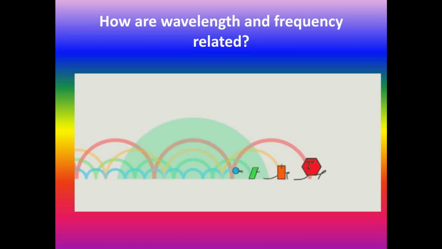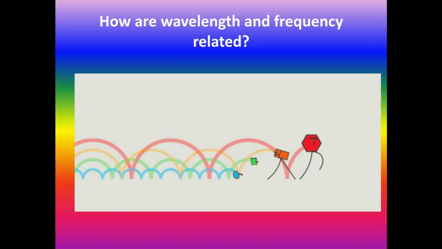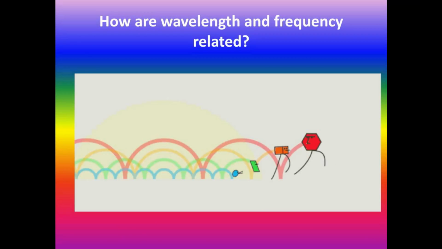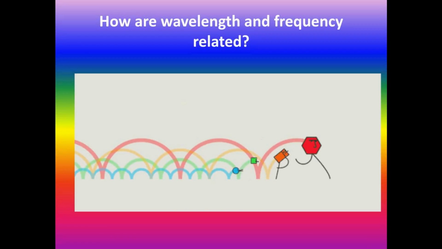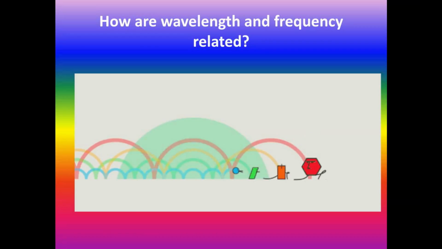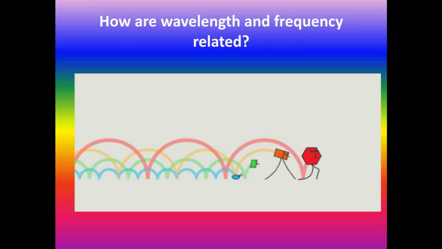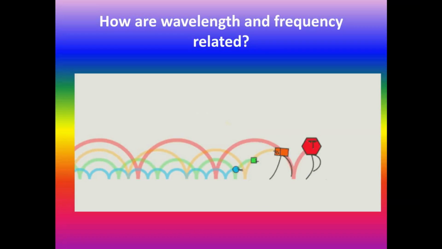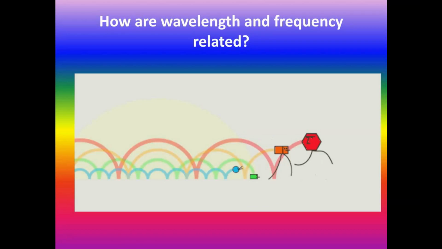But if we were looking at frequency, the little blue guy would have the largest frequency because he has the most waves per time period, and the red would have the smallest frequency. So wavelength and frequency are always going to be inverse of each other for a specific wave. If the wavelength is large, the frequency will be small.